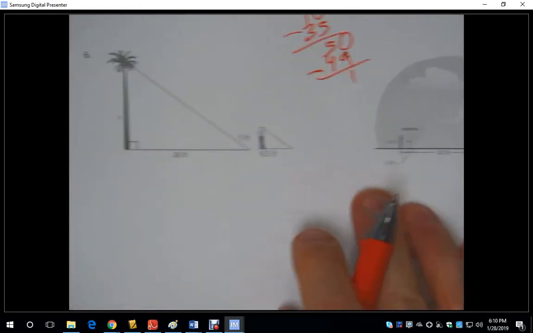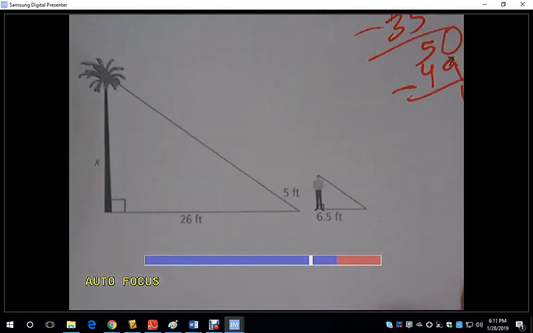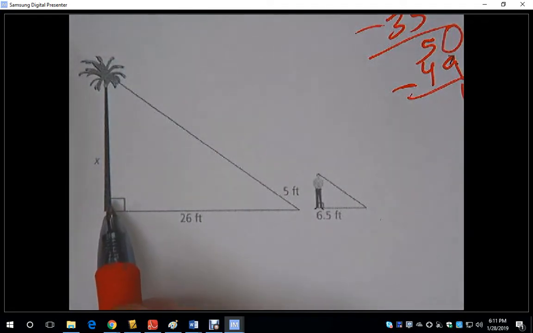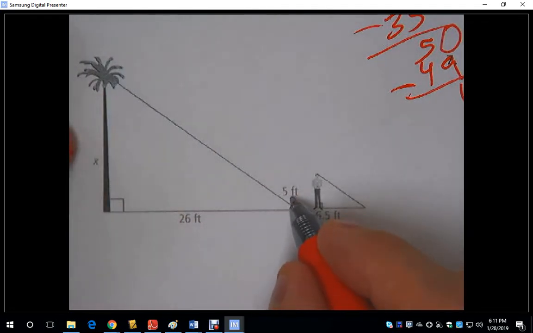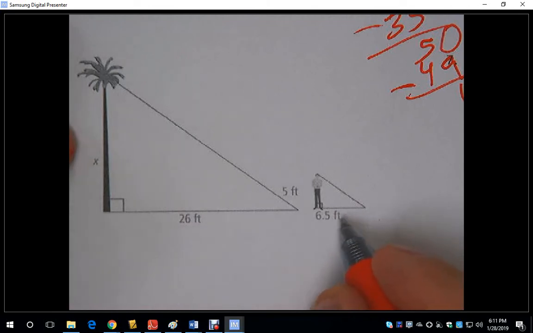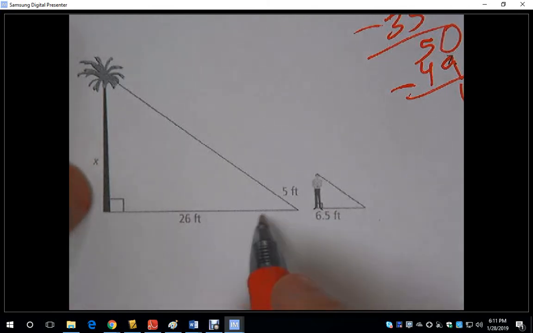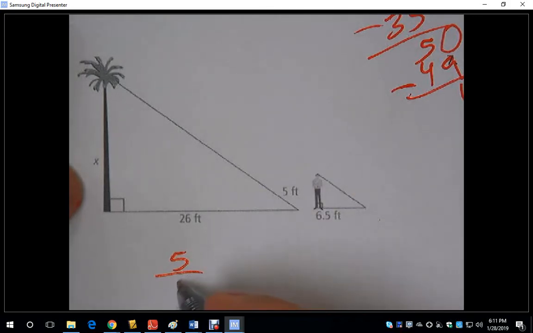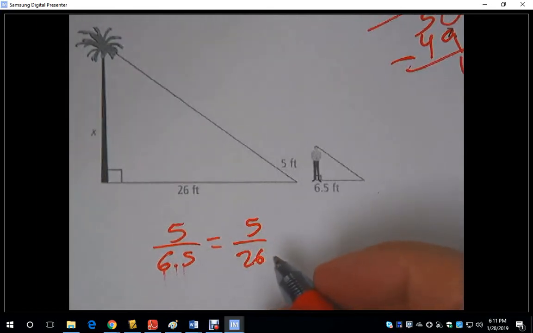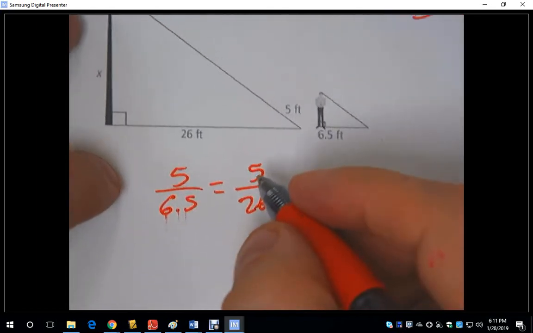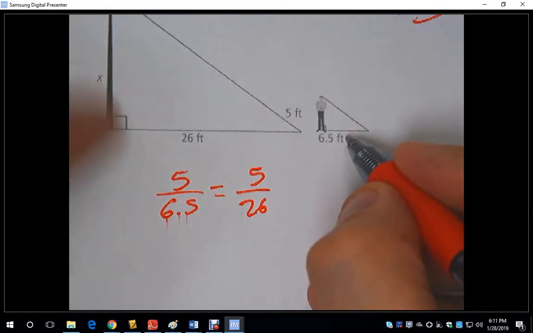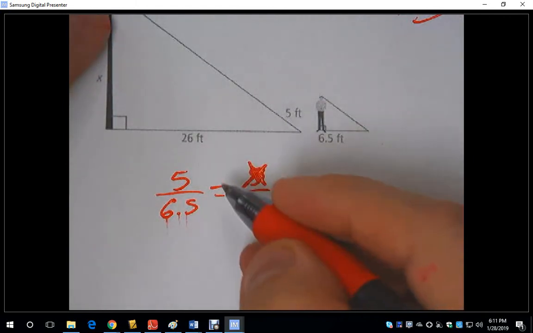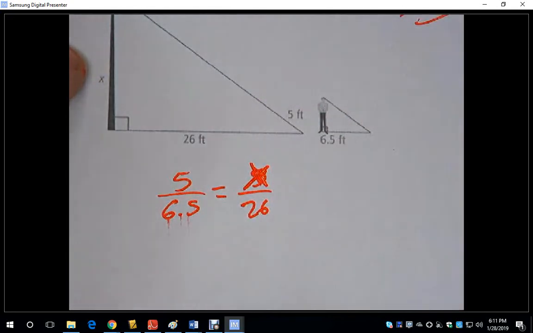Right. The next one, I think this is a cool idea. I have a palm tree. I don't know how tall it is, but if I know my height of 5 feet, and I know the length of my shadow, and I know the length of the palm tree's shadow, I can figure out what the height of the palm tree is. So height is to shadow as height is to shadow. I messed up. This is not 5, it's x. So I have x is to shadow.